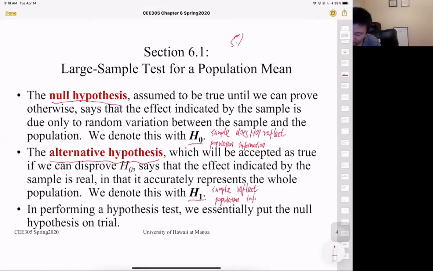In the previous example, that means the sample mean of 12 point something actually reflects the population mean, meaning the population mean is almost the same. So in performing a hypothesis test, which we'll discuss in a moment, we essentially put the null hypothesis on trial. The null hypothesis is H0, okay, to check if H0 is correct or not.